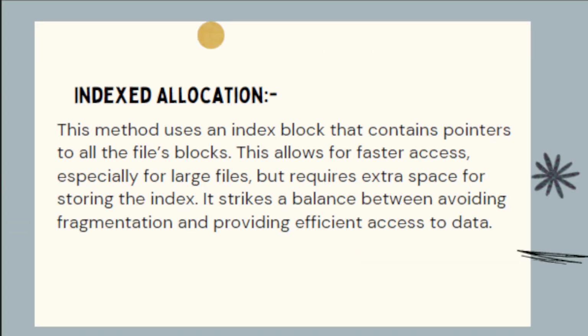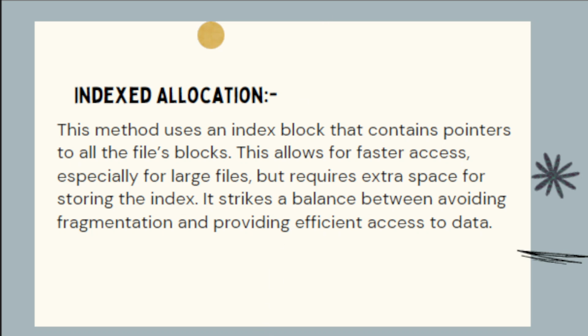Lastly, we have indexed allocation. This method uses an index block that contains pointers to all the file's blocks. This allows for faster access, especially for large files, but requires extra space for storing the indexes. It strikes a balance between avoiding fragmentation and providing efficient access to data.